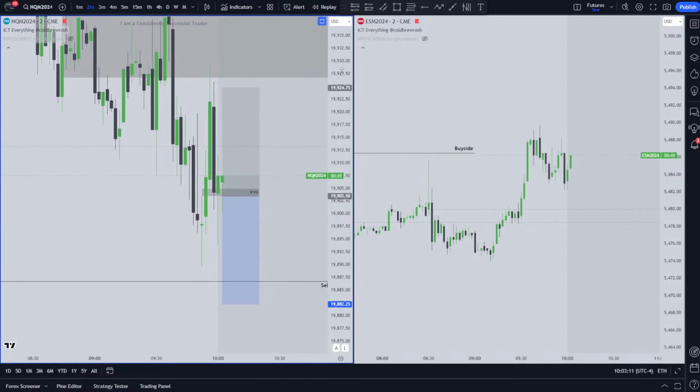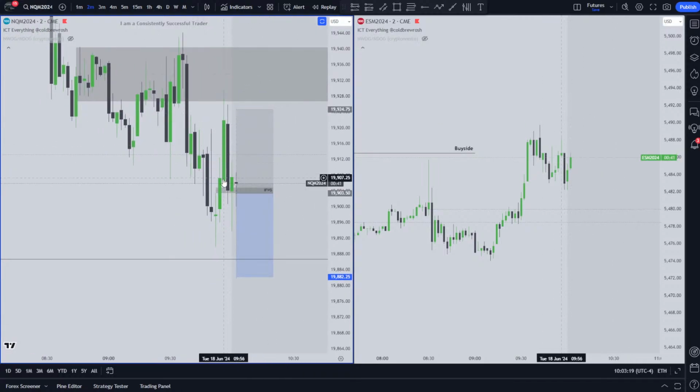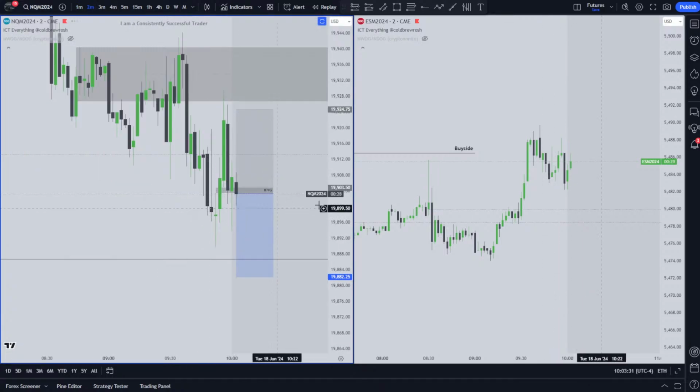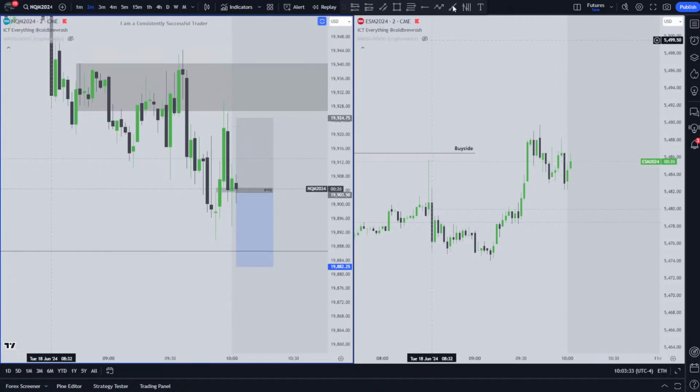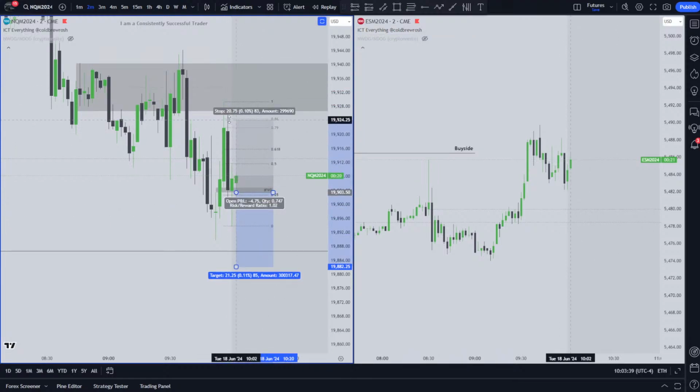I would have preferred to see this high get swept, and it still might. I kind of want to see this high get swept, but is that a bit much? It could be, because what have we got in the 1-minute? Okay, actually, let's prepare a little bit better.